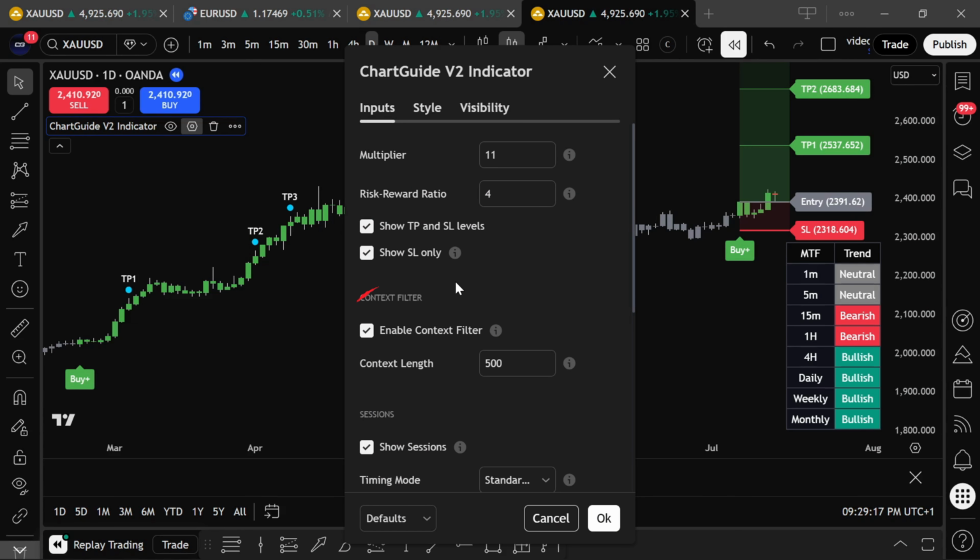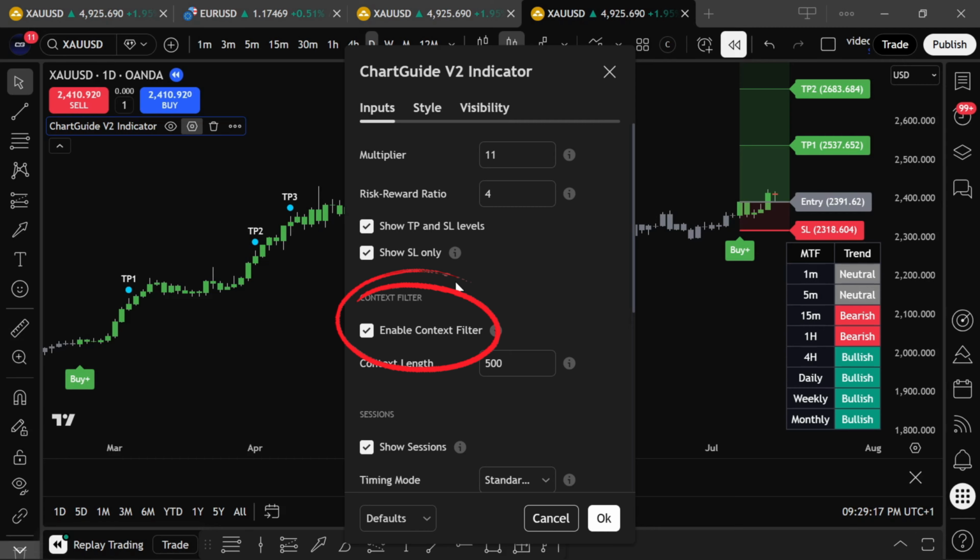Alright, next up is the context filter. This is basically a filter that helps you avoid lower quality trades by checking the market context and making sure you're more aligned with the overall direction. When the context filter is on, you'll usually get fewer signals, but they can be cleaner. But a quick honest note, sometimes it can also block some good trades too. Not all, but some. That's normal because any filter that removes noise can also remove opportunities.